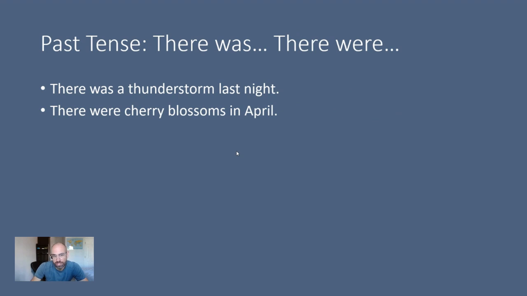And then looking at the past tense, we say there was or there were. So for singular, we use there was. So there was a thunderstorm last night. For plural, we say there were. So several things, we would use there were. There were cherry blossoms in April. Cherry blossoms on the cherry trees.